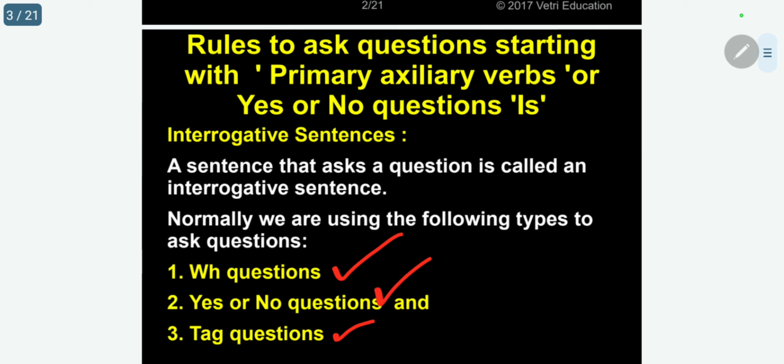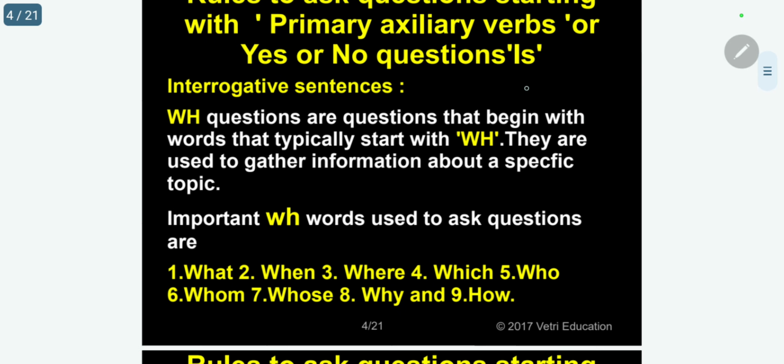We have already discussed WH questions in detail. Just now we are starting yes or no questions. That means when you raise questions, the answer will be either yes or no, depending upon the fact. Okay, next one. WH questions are questions that begin with words that typically start with WH. They are used to gather information about a specific topic.